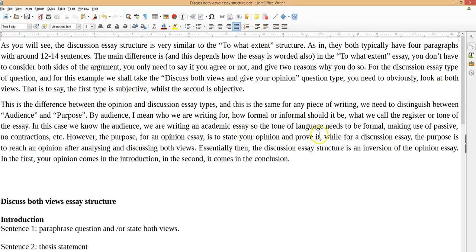But the purpose though for an opinion, to what extent, is you state what your opinion is, I agree, and you prove it. A discussion essay, the purpose is to reach an opinion after looking at both sides of the argument.